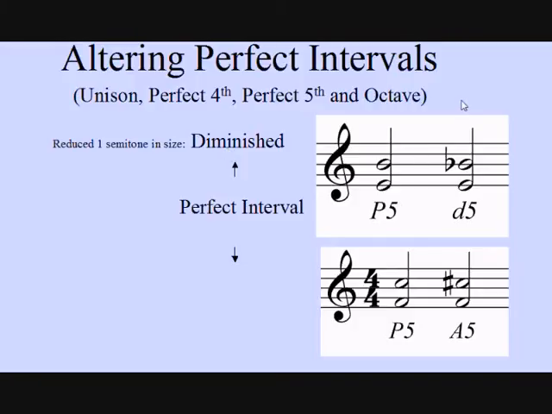When a perfect interval, like once again a fifth here, is added 1 semitone, as we can see here, the C became sharp, so the distance is now 1 more semitone, then the perfect interval becomes augmented. This applies to the fifth, the fourth, the octave, and also the unison.